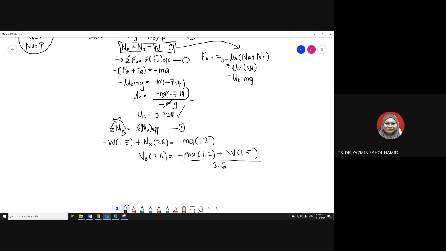Macam mana nak potong MA ni? Dapat 0.659 W. Betul? Saya punya equation ni betul?